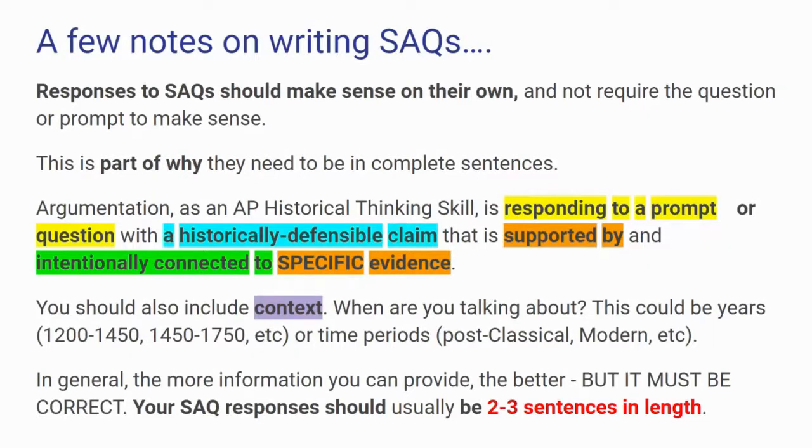And so my overall advice to you is that the information you provide should be as specific and as detailed as possible, but only as far as you can be correct. So don't make things up, because that's not going to help your answer at all, but as detailed as you possibly can be. And your SAQ responses should usually be about 2 to 3 sentences in length. Sometimes one sentence will cut it. Sometimes you'll go a little bit longer. You might have a 4 or 5 sentence response. But most of the time, 2 to 3 sentences is where you're at.